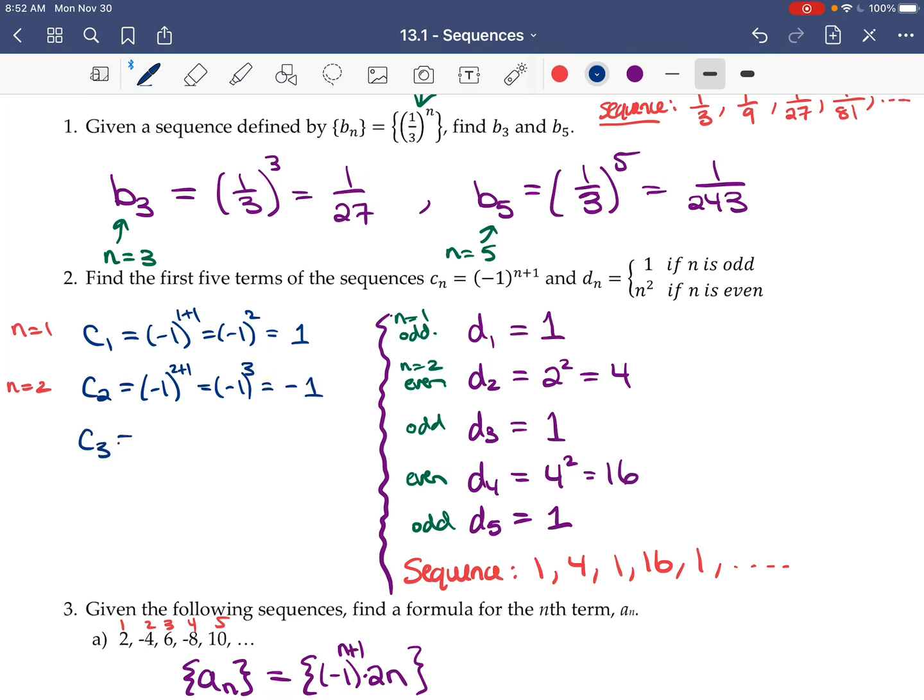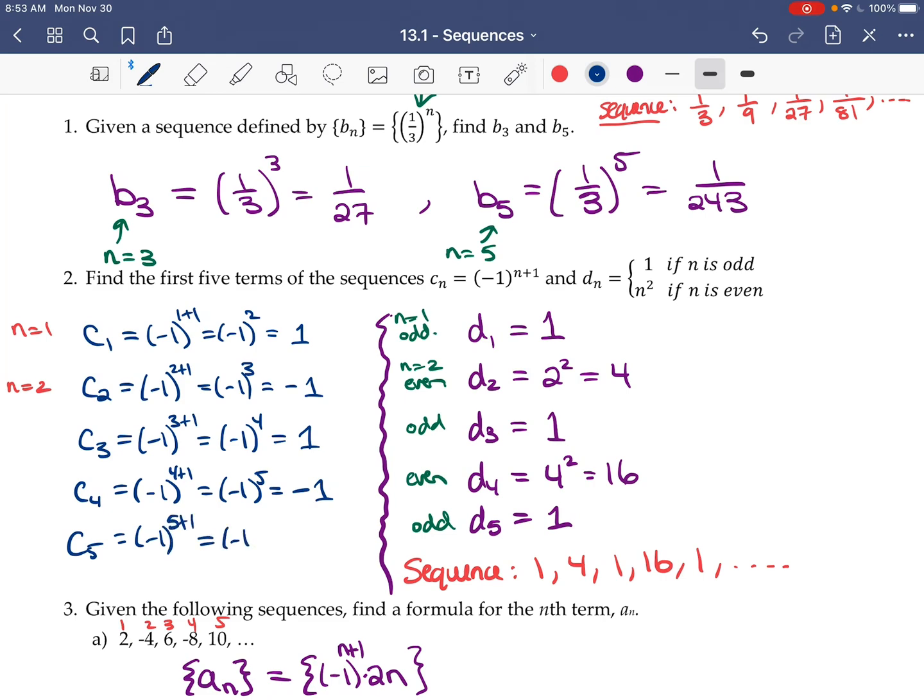And then we continue like this. So C3 is when n is 3. So that's going to be -1 to the 3 plus 1, which is -1 to the 4. Any even powers of -1 give +1. So C4 is -1 to the 4 plus 1, so -1 to the 5, which is -1. And C5 is going to be -1 to the 5 plus 1, or -1 to the 6, which is +1. So the first 5 terms are going to be 1, -1, 1, -1, and 1. And then it keeps going like that.